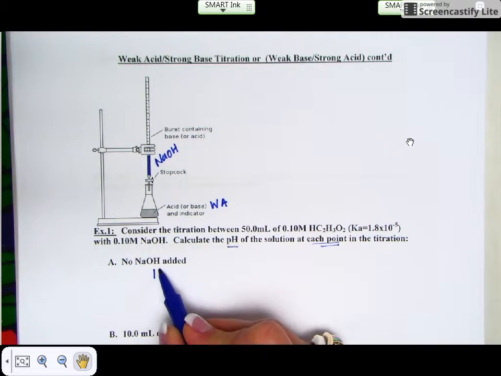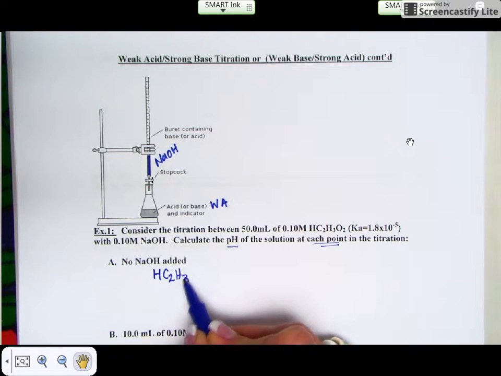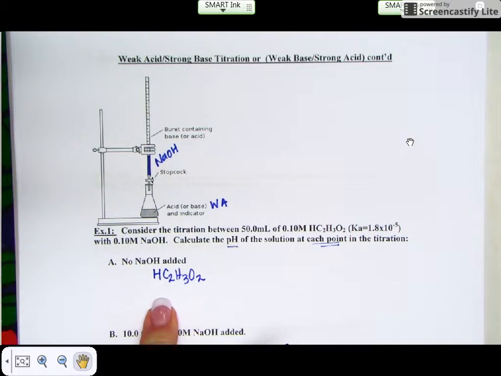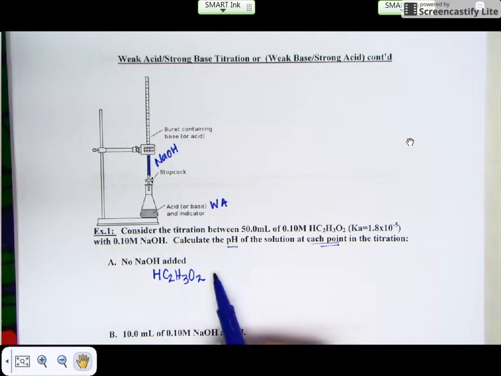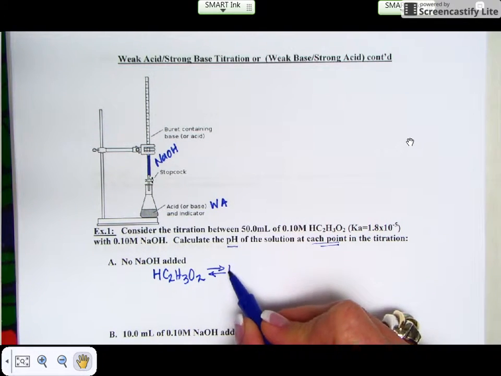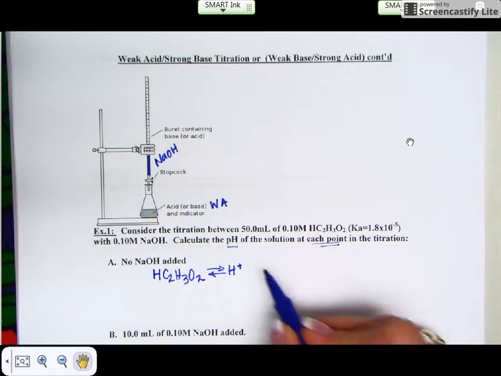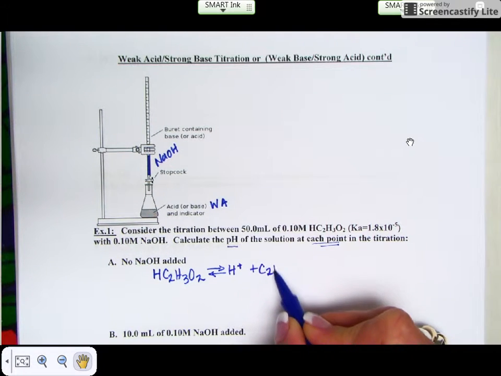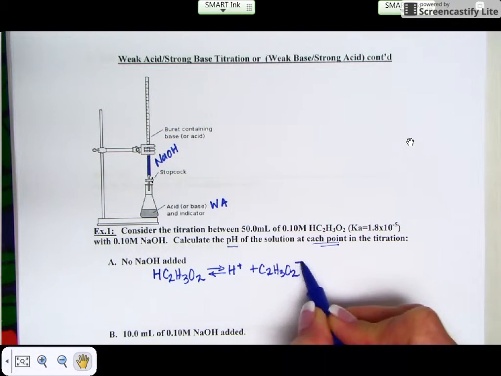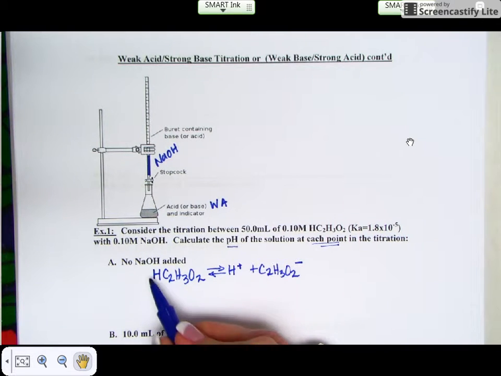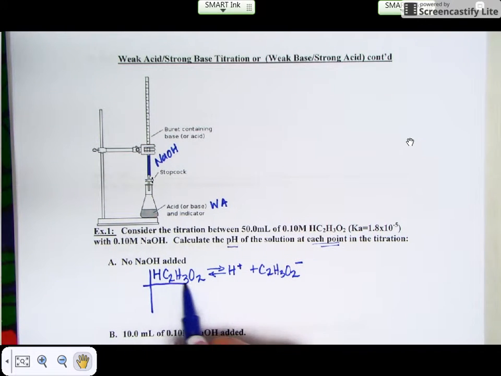So you want to take your weak acid. This represents the formula for a weak acid. And remember, these are going to dissociate only about 5%. But when they dissociate, they're going to form hydrogen ions and acetate ions. You're going to ice your problem.